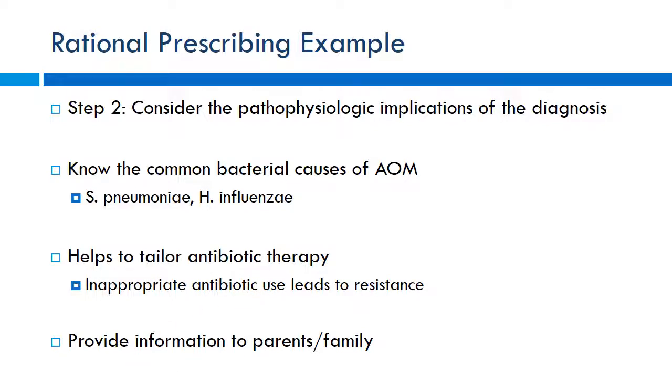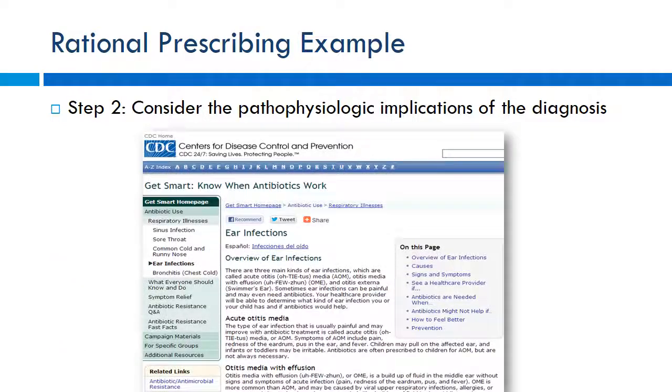And again, you're providing information to the family. You say, well, these are the bugs I think it could be. This is why we're going to prescribe this particular antibiotic. Otherwise, they might come back and say, well, I heard this other one's really good. So you need to be able to say, well, for these types of infections, that one's really good, but for this type of infection, this is what I want to use instead, right? So then there's lots of good information out there.